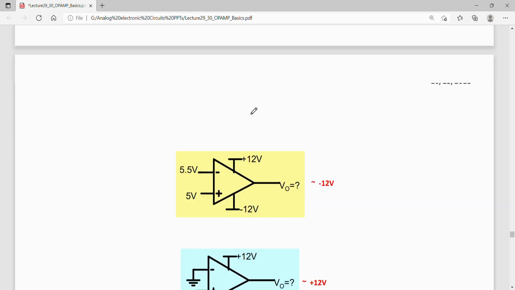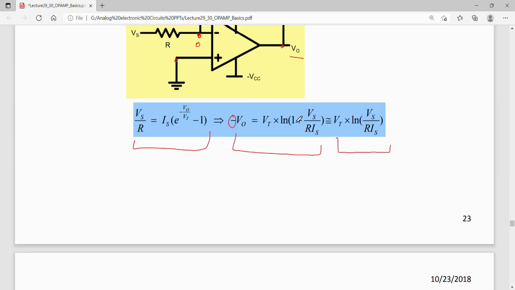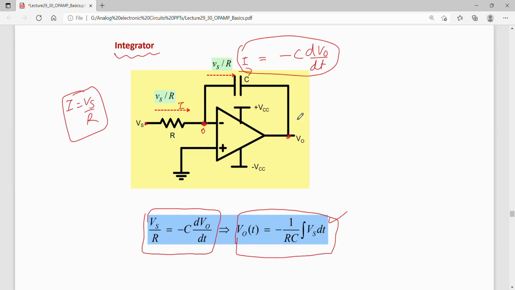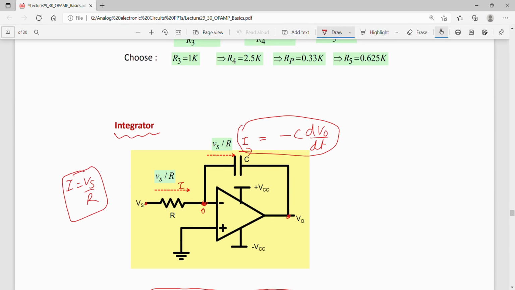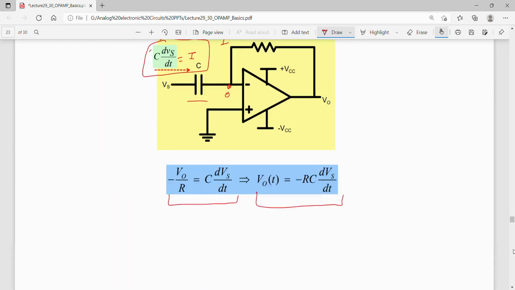Well, maybe before that, I think I have skipped some slide. No, nothing is skipped. Okay, everything is intact, no issues.